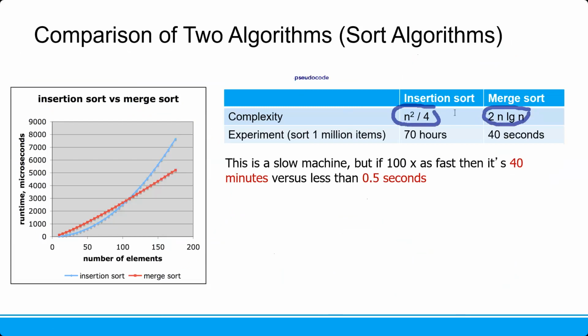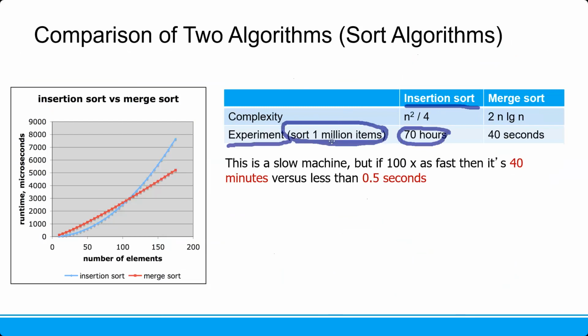After you do this analysis with pseudocode, you need to do an experiment. The experiment, I think you already learned last week, we can run the code with different numbers. For example, I want to make random numbers up to 1 million. If I have 1 million data and I use the insertion sort, it takes 70 hours. And if I use the merge sort, it takes 40 seconds.